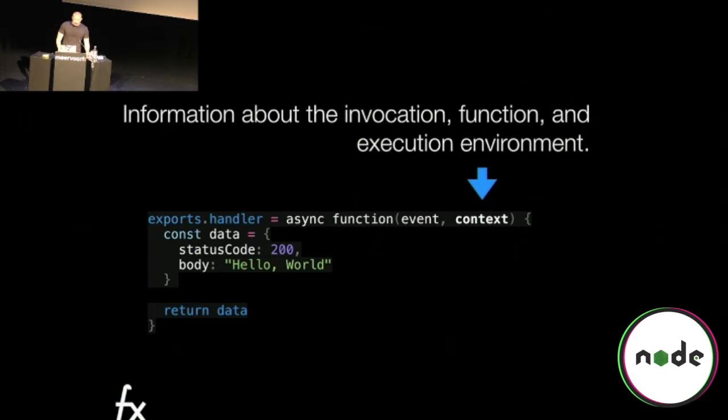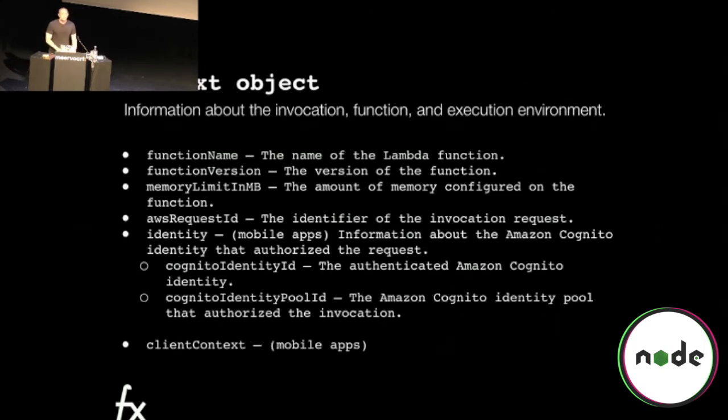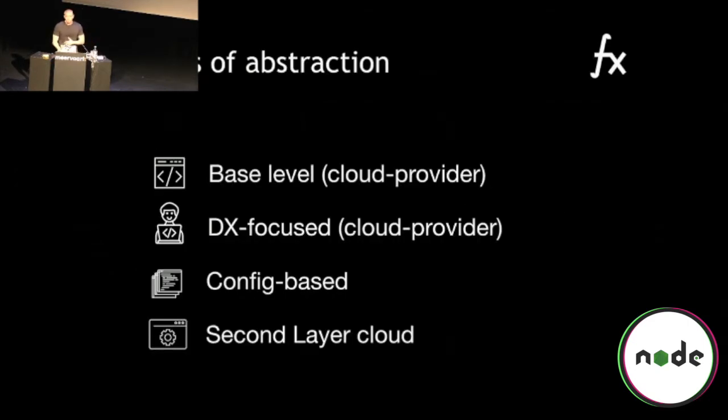The context has information about the invocation, the function, and the execution environment. So this is an example of what context might look like from an AWS Lambda function. You would have the identity if the user was signed in. You would have the function name, the function version, and the memory limit in megabytes. And this is a subset of the actual context. There are actually more values there. Again, you can look at the documentation of whatever cloud provider you're working with to get more info about the context argument.